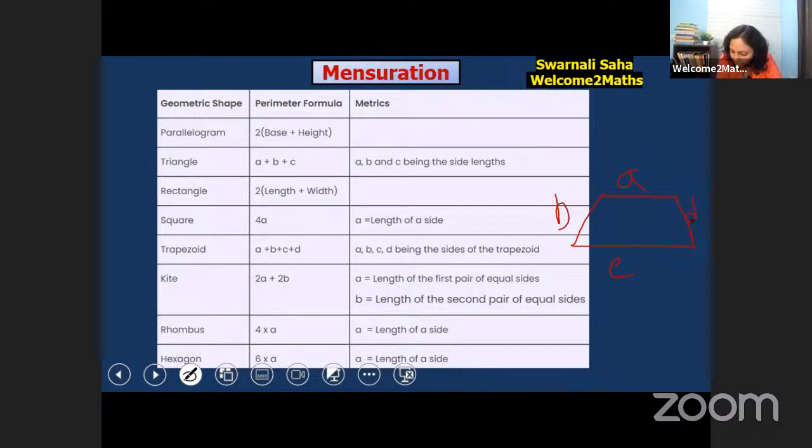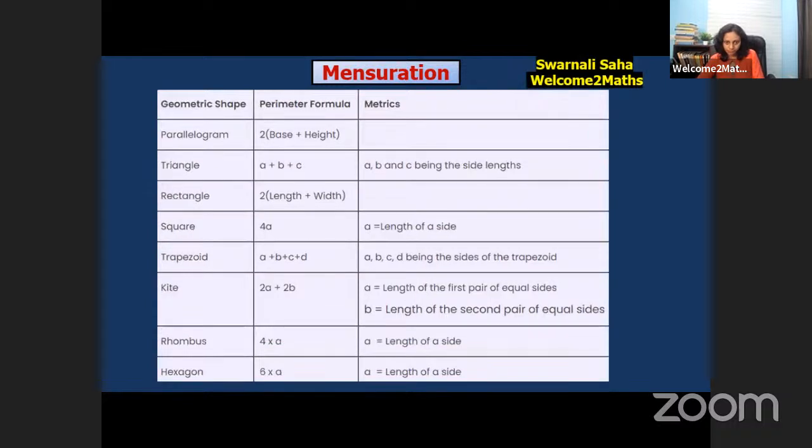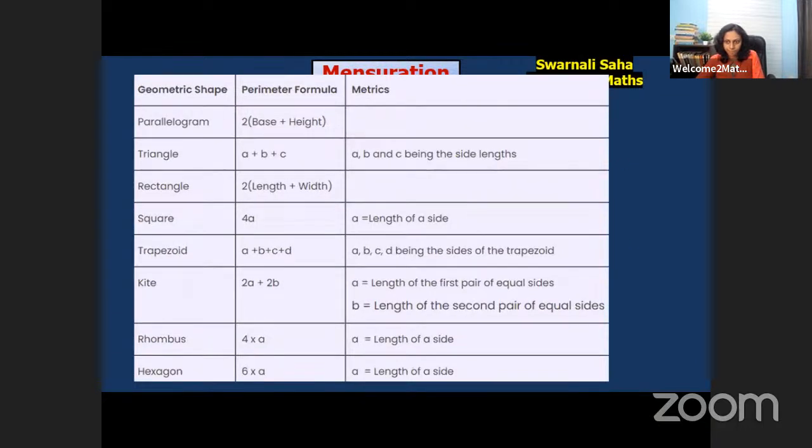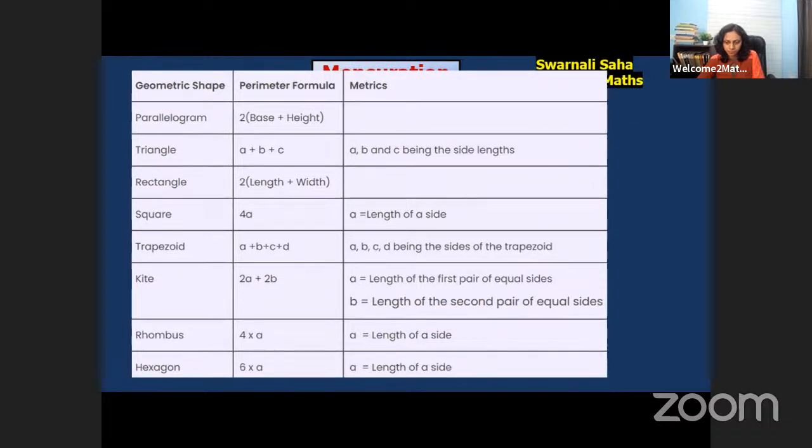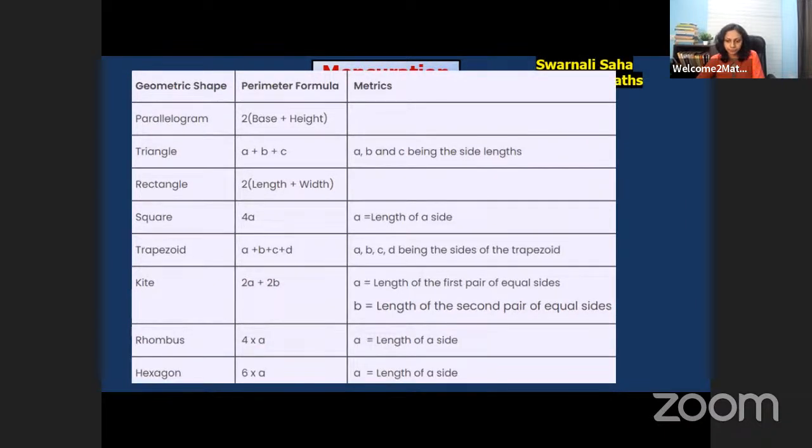Screen is not visible. Okay, 1 second. Now it is visible. Okay.